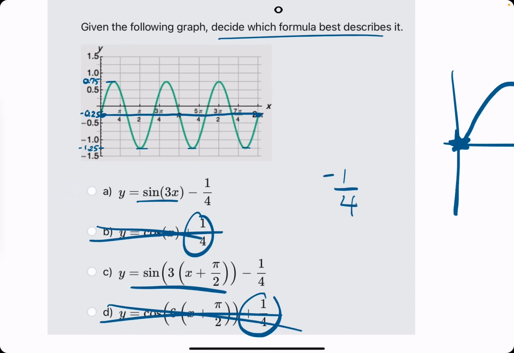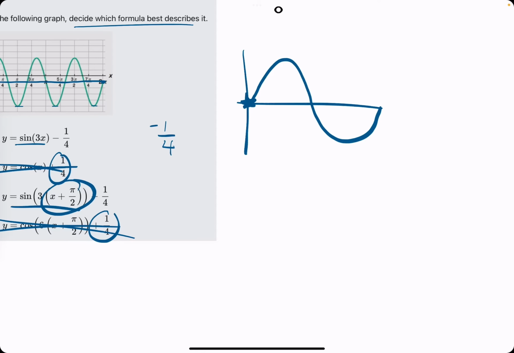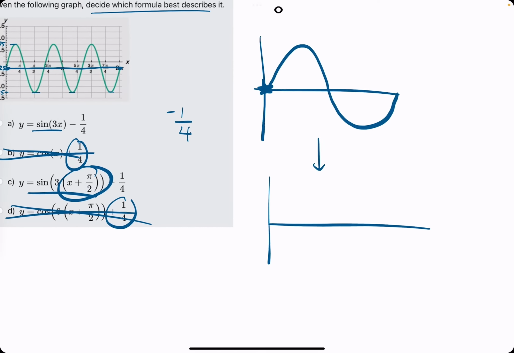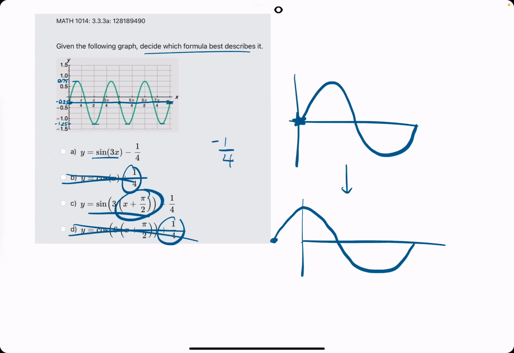If there's a shift like this, say plus pi over 2, then this graph would be shifted to the left by pi over 2, meaning what once started at 0 would be shifted over by pi over 2 and actually start here. And then by the time it goes up, it's probably hitting this and then coming back down and going up like that. So it's shifted left by pi over 2.